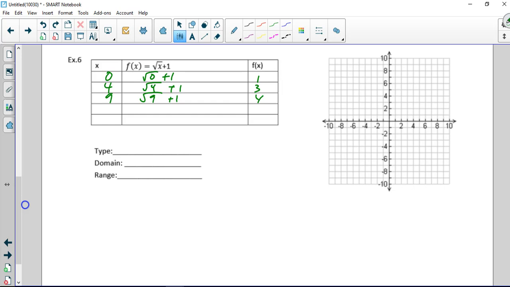When we had a bigger graph, we could use 16, which would be 4 plus 1, 5. And if we had a bigger graph, 25, square root of 25 is 5, plus 1 is 6. So, 0, 1, 4, 3, and 9, 4.